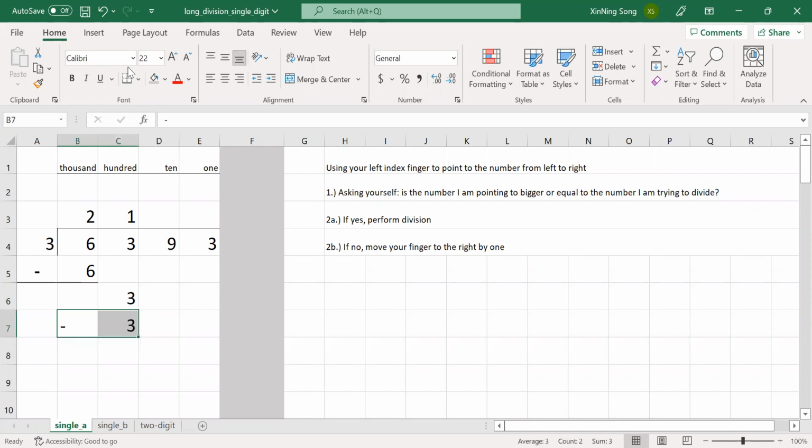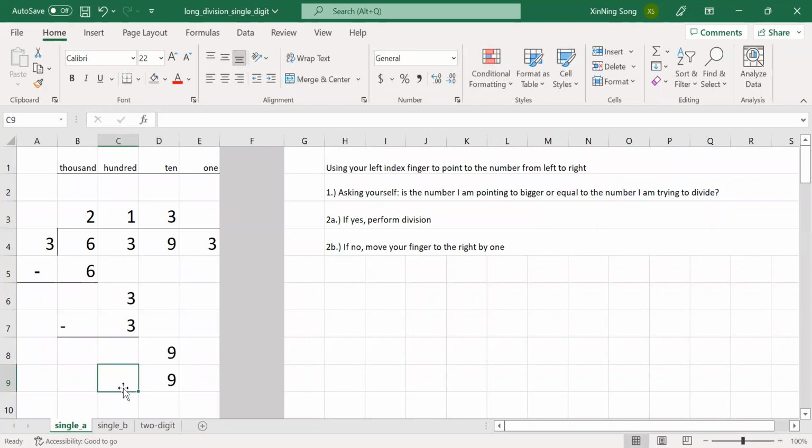I'm a little picky on where things are, but I think it's okay. So 3 minus 3 is 0, so nothing to write. And I bring down the number to the right of me, which is 9. Then you ask yourself the same question: how many 3s fit into 9? 1 times 3 is 3, 2 times 3 is 6, 3 times 3 is 9. So you put 3 here. You say 3 times 3 equals 9.